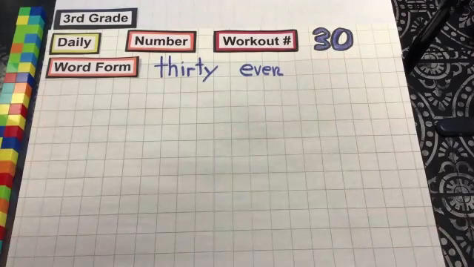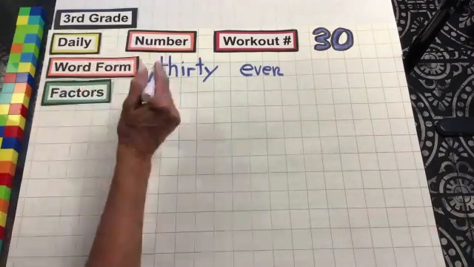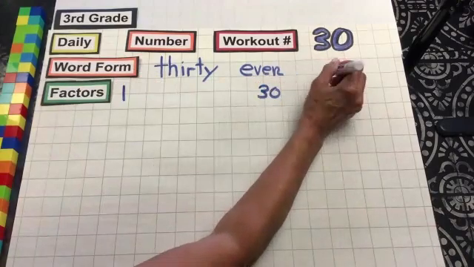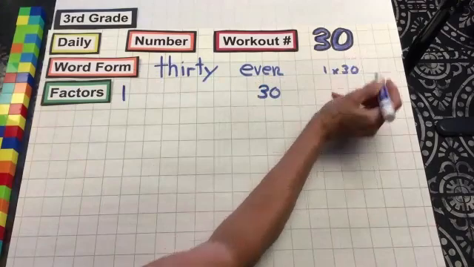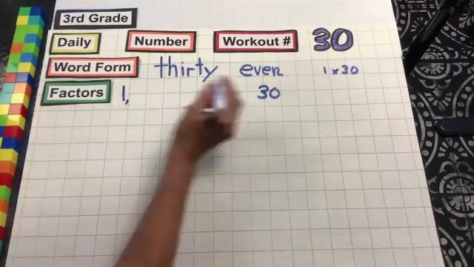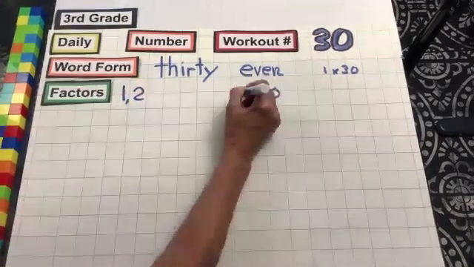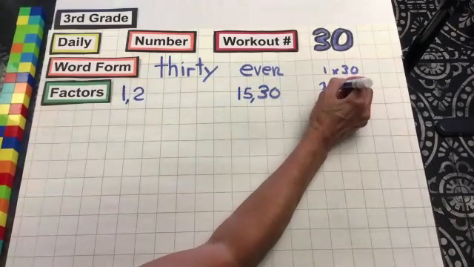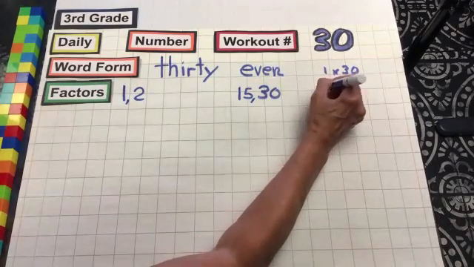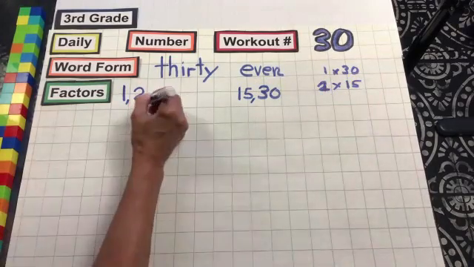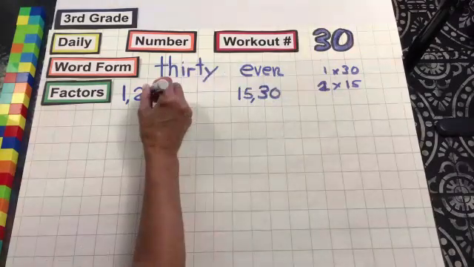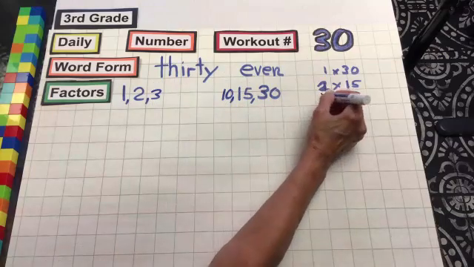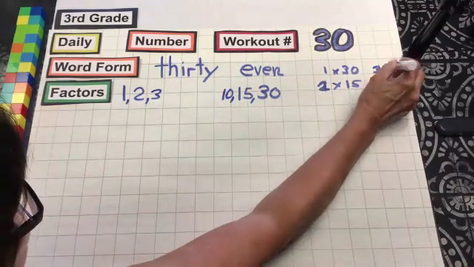All right, let's go for factors. This should be a fun one. 1 times 30. So that would look like this: 1 times 30. That's the factor pair. 2 goes in because it's even. 2 times 15, two 15s make 30. All right. 3 goes in because look at that, 3 is right there, and that would be times 10. 3 10s make 30. So we have 3 times 10.